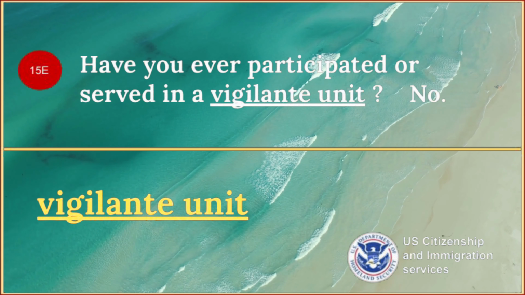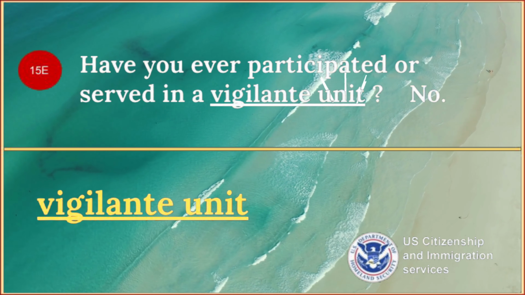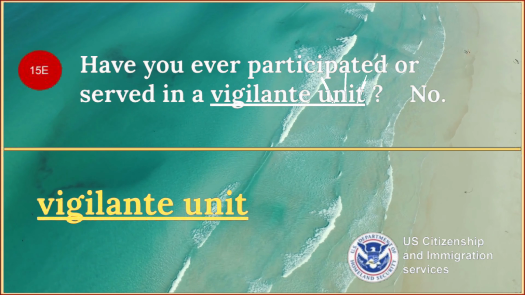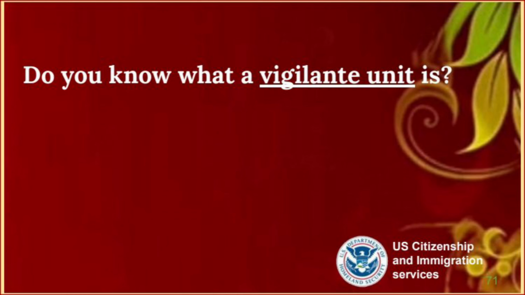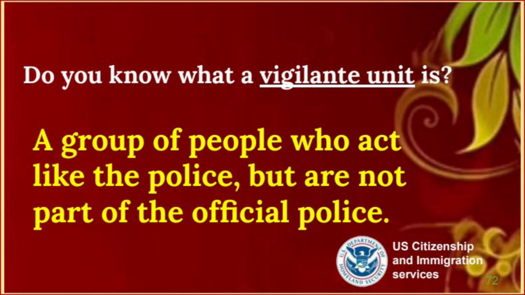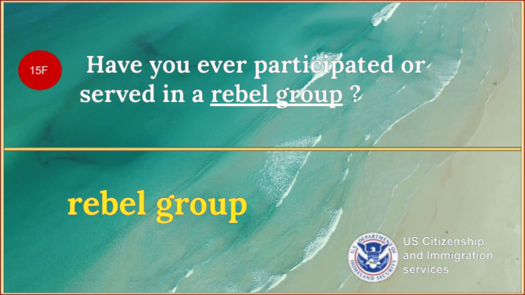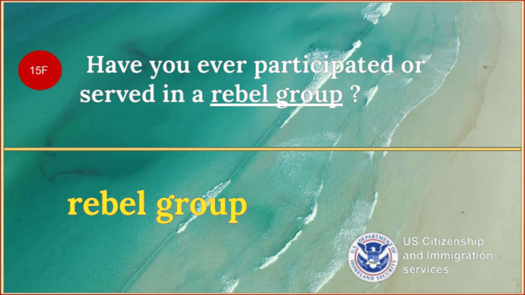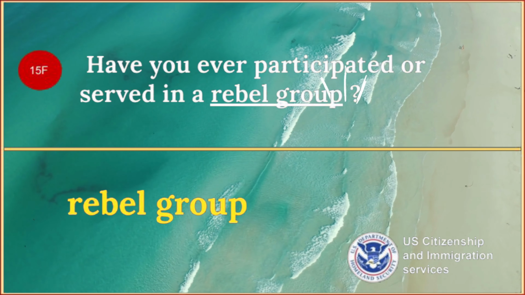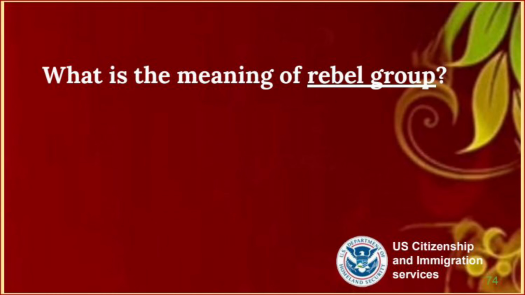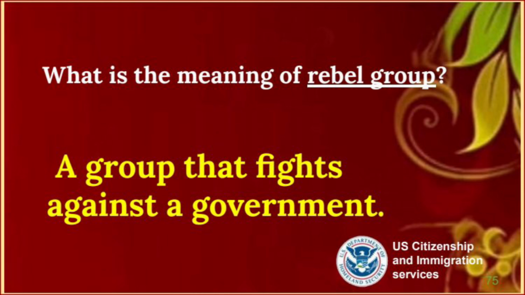Vigilante unit. Do you know what a vigilante unit is? A group of people who act like the police but are not part of the official police. Rebel group. What is the meaning of rebel group? A group that fights against a government.